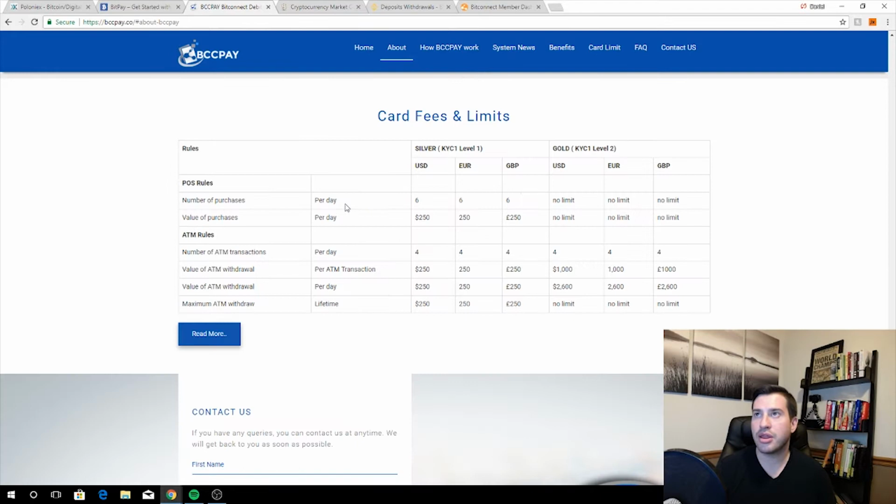And here are the card fees and limits. Right now with the silver card in the US, the max purchases per day is 6 with a valuation of $250, and $250 max at an ATM as well. If you go up to the gold, there is no limit on purchases and no limit on value. ATM max is 1,000 per transaction. So it looks like the gold is probably the way to go.